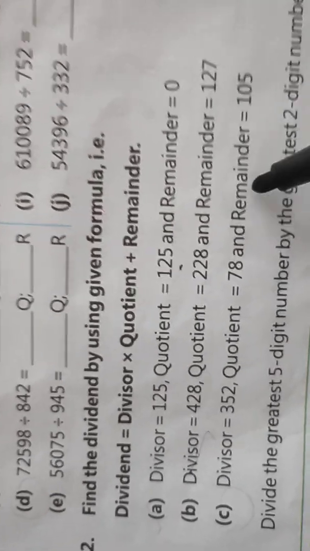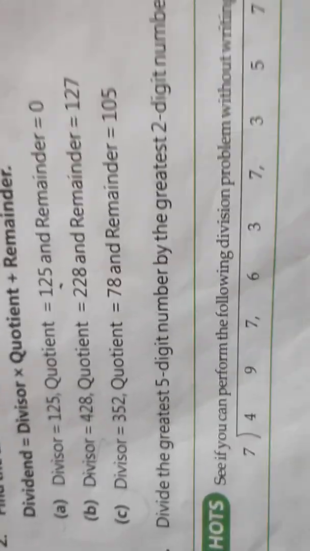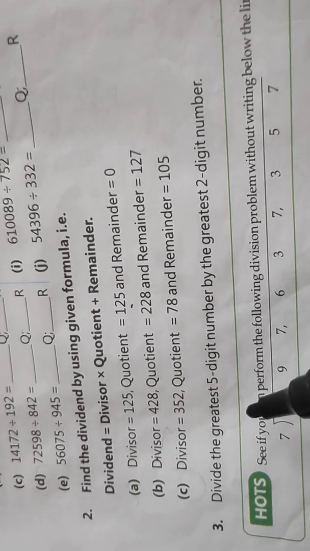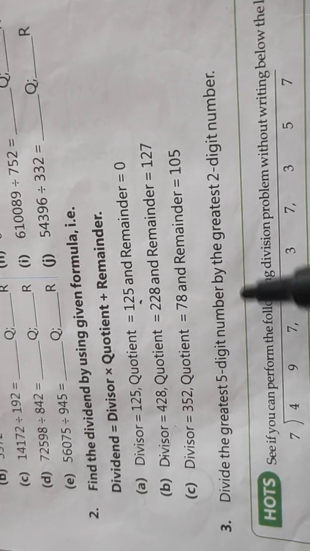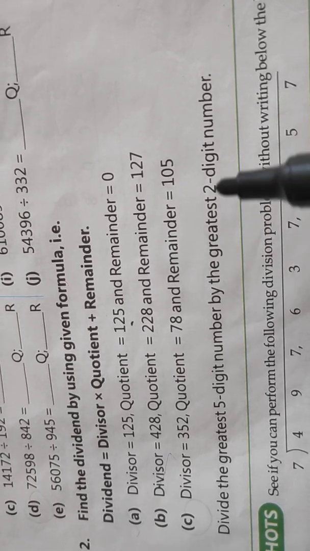So there are only 3 parts in your exercise: A, B and C. 2 I have explained for you. Only C part is left. So your homework today is to do this question 2 in your book. And now I am going to explain question 3 also. So question 2 and 3 both are your homework sums. Question 3 is: divide the greatest 5-digit number by the greatest 2-digit number.